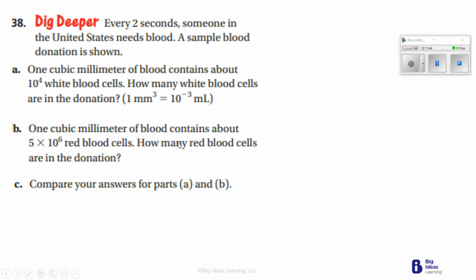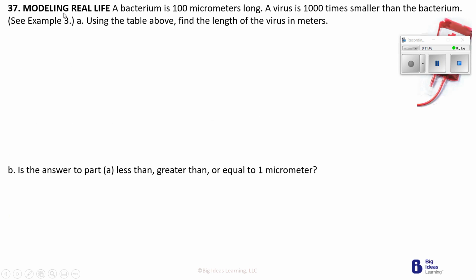You have number 38 to do. Number 37 says a bacterium is 100 micrometers long. A virus is 1,000 times smaller than the bacterium. Using the table above, find the length of the virus in meters. All right. So remember, a bacterium is 100 micrometers long.